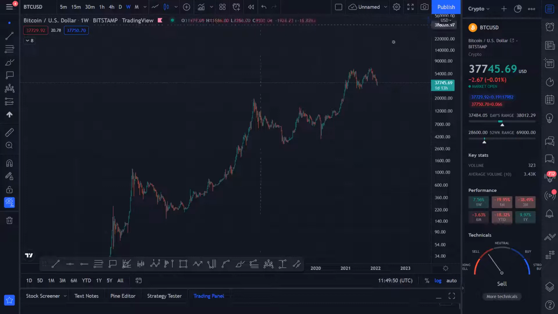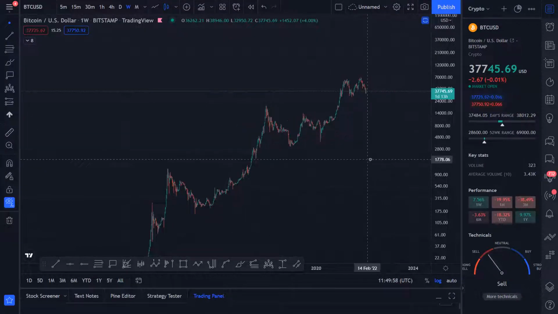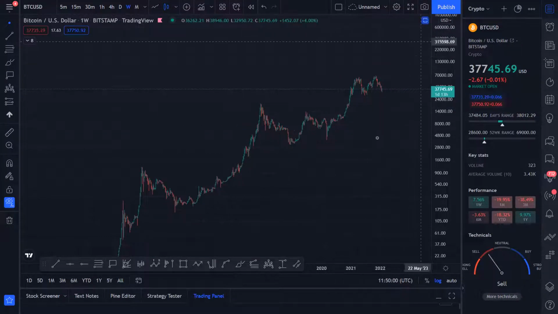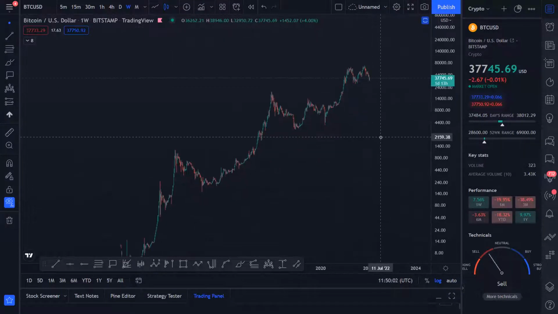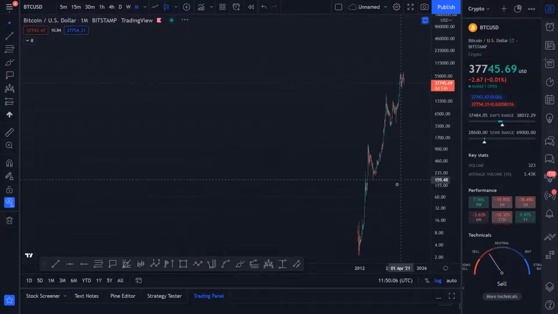Let's quickly see what, basically I'm just going to analyze the whole chart for Bitcoin to see what it's doing and what the support levels are, okay? And where it can go. So if you look at this chart, let's go to the monthly time frame.